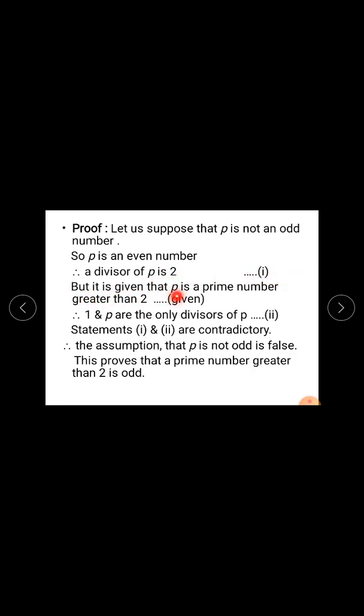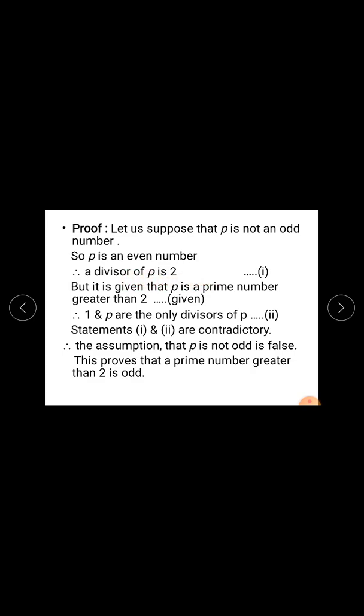But it is given that P is a prime number greater than 2. Therefore, 1 and P are the only divisors of P. If it is a prime number, it has only 2 divisors, 1 and itself. This is your second equation.